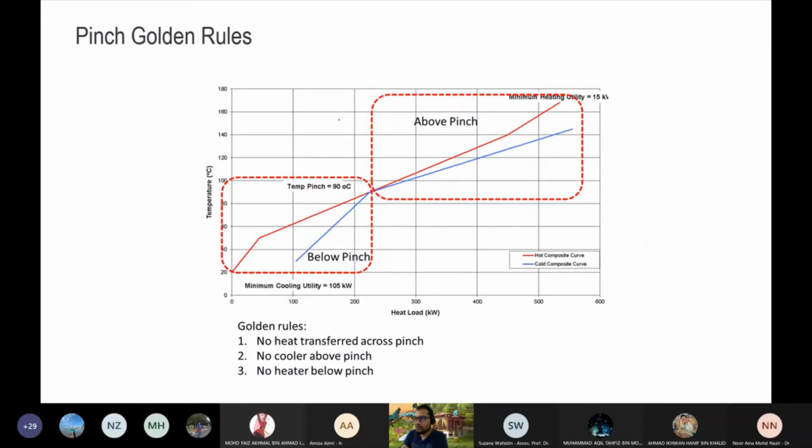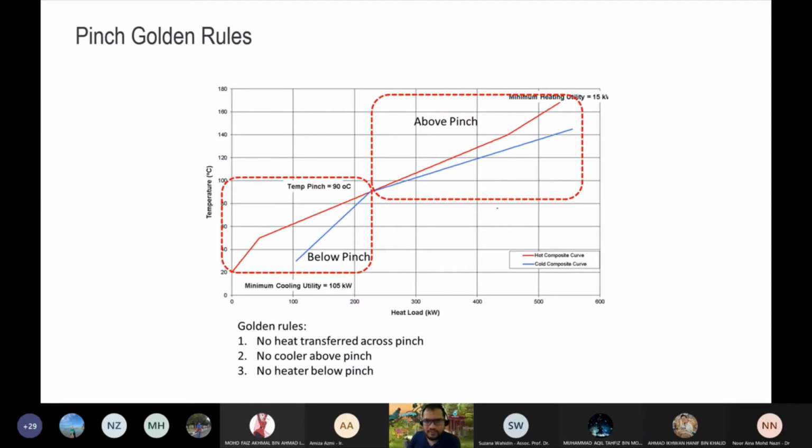There are 3 golden rules to follow. The rest we can do whatever we want, but these 3 rules, we need to obey as much as possible, because by obeying these 3 rules we will then be able to meet the target that we have specified. Okay.